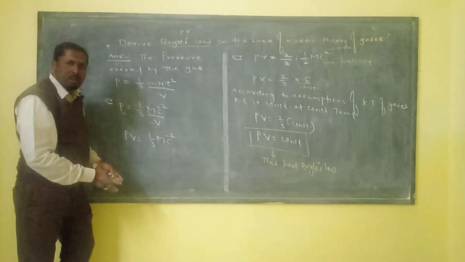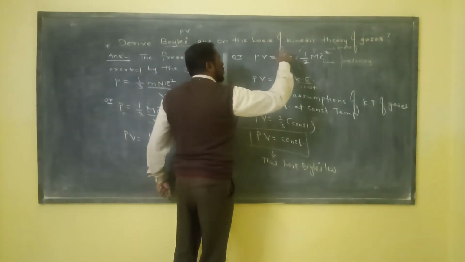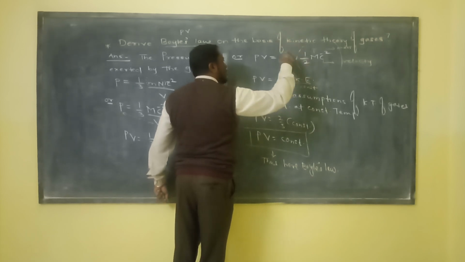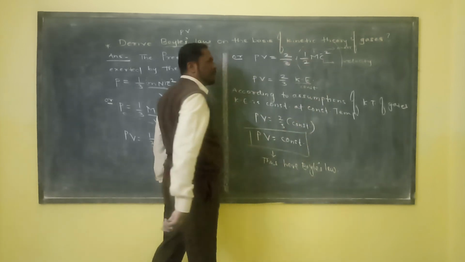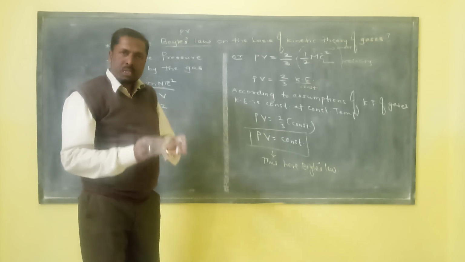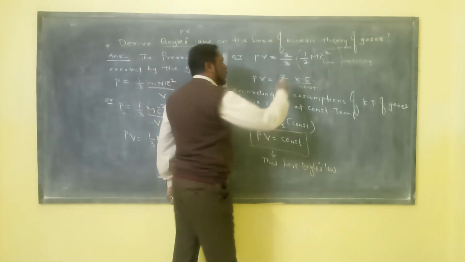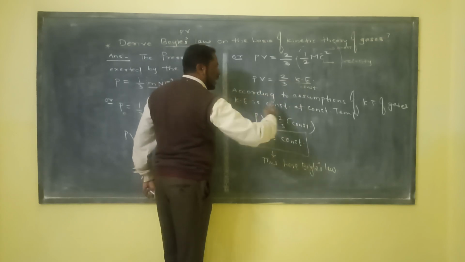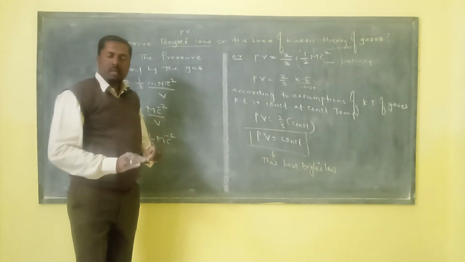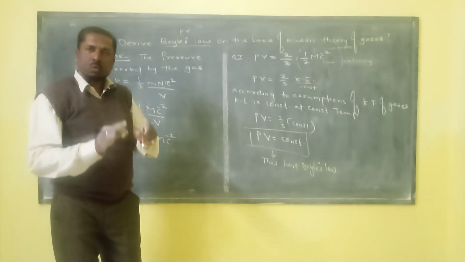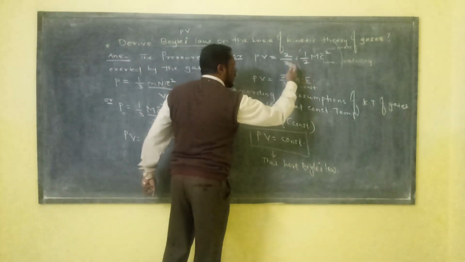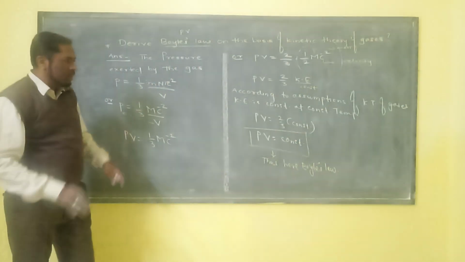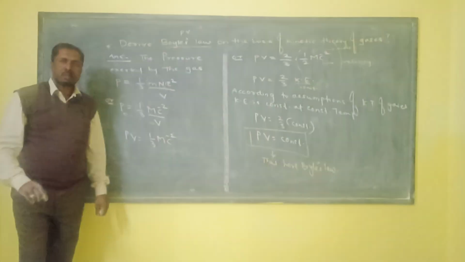We can write it in the same form, just by multiplying 2 to the numerator and 2 to the denominator. So it becomes 2 by 3, 1 by 2, M bar C square. M is the mass, C bar C square is the velocity square. So 1/2 mv square is nothing but the kinetic energy. And according to the assumptions, the kinetic energy of a gas is constant at constant temperature. So this factor remains constant. PV is equal to constant. Hence, Boyle's law is obeyed here.